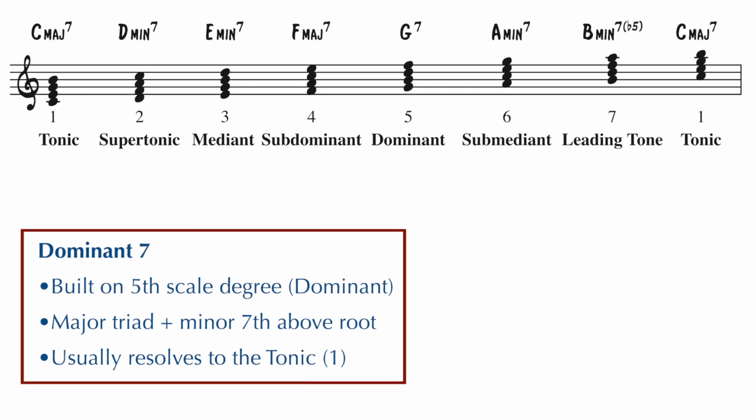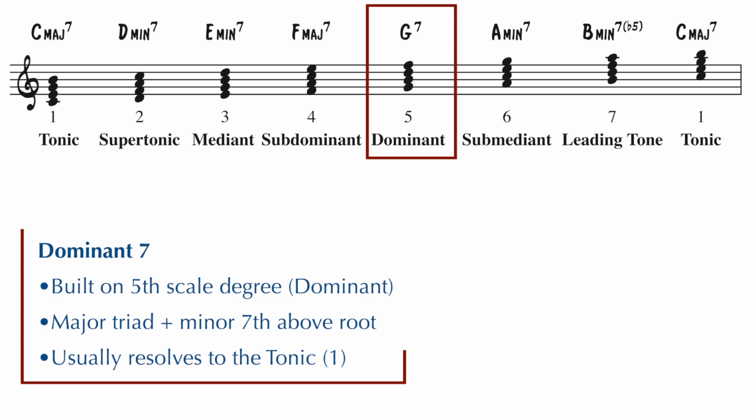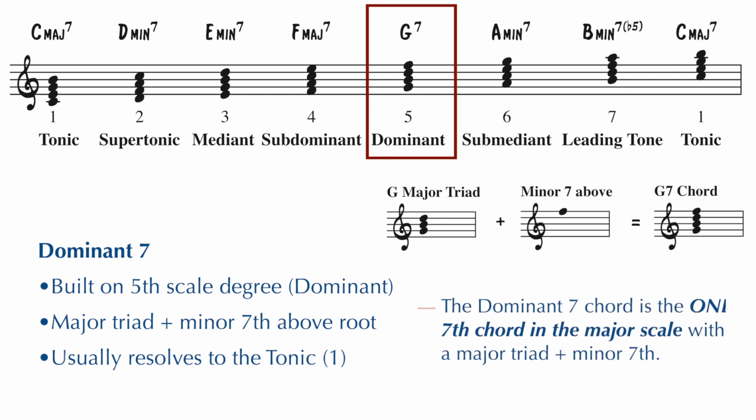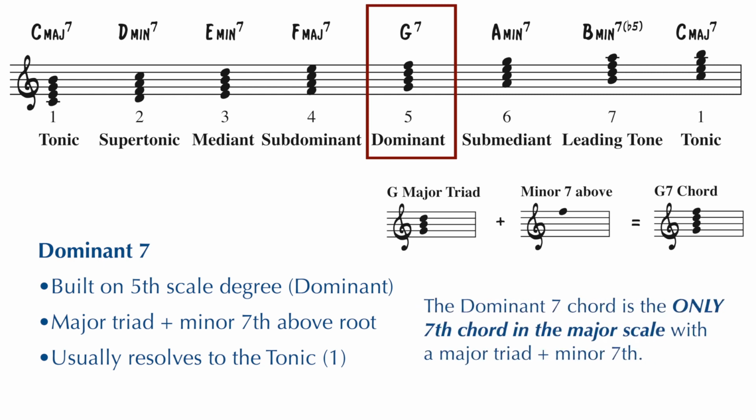For this lesson, we're going to focus on the dominant 7 chord, which is the 7th chord built on the 5th scale degree, or the dominant. The dominant 7 chord has a major triad on the bottom and a minor 7th added above the root. And it's the only 7th chord in the major scale that is constructed like this. And most of the time, your dominant 7 resolves to the tonic, or the 1 chord.